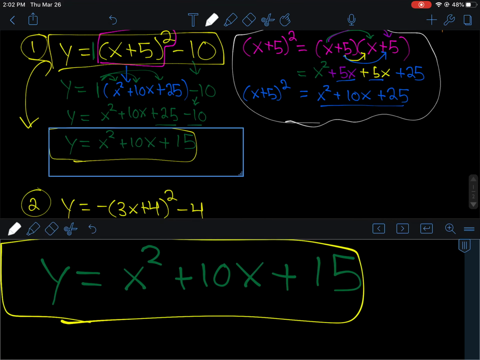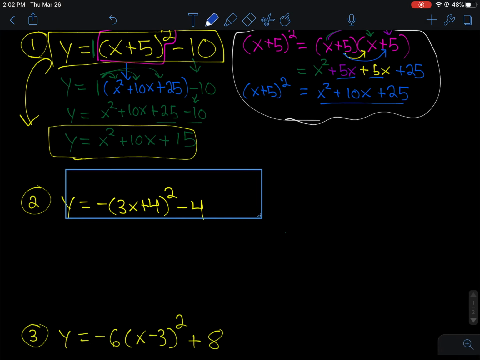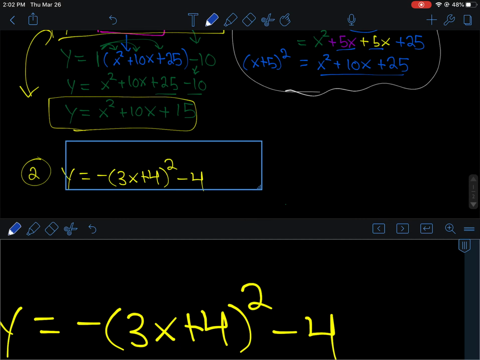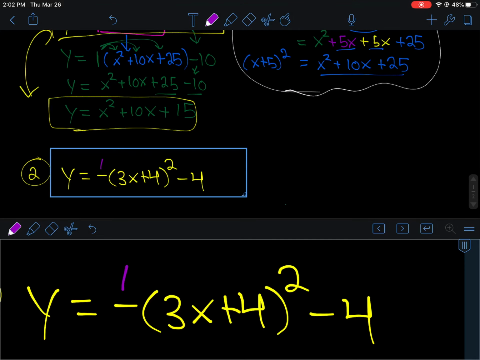Before I start diving into it, let's look at it. I got y equals negative (3x plus 4) squared minus 4. What makes this problem different and a little bit more difficult is this negative that's in front. So what do we do when this occurs, when there's not just 1 in front of there? Well, I'm going to tell you, you're going to have to focus on what you're squaring.